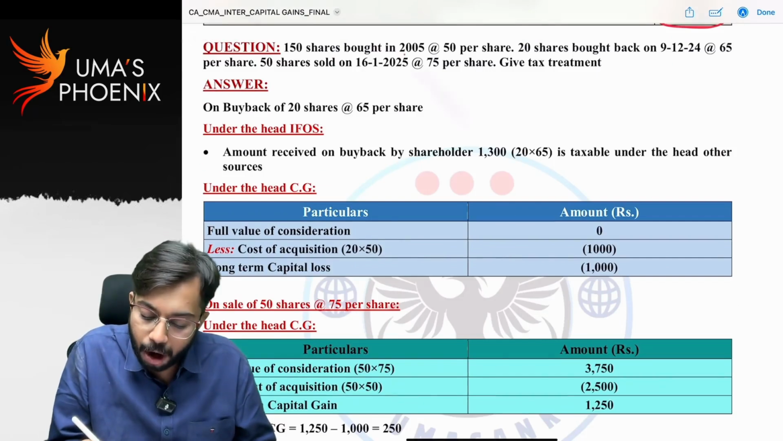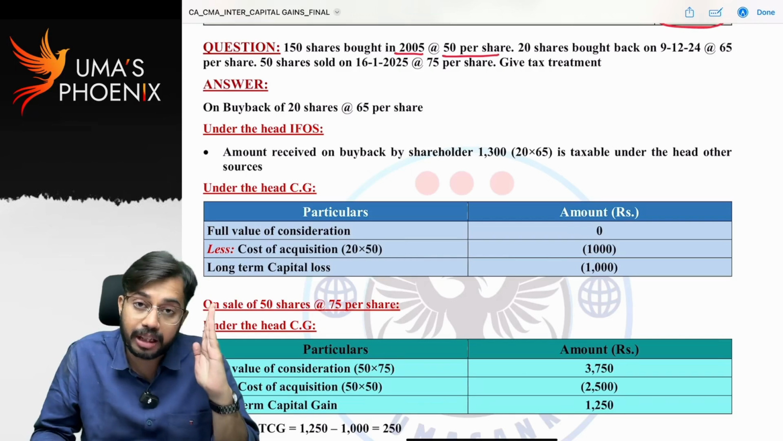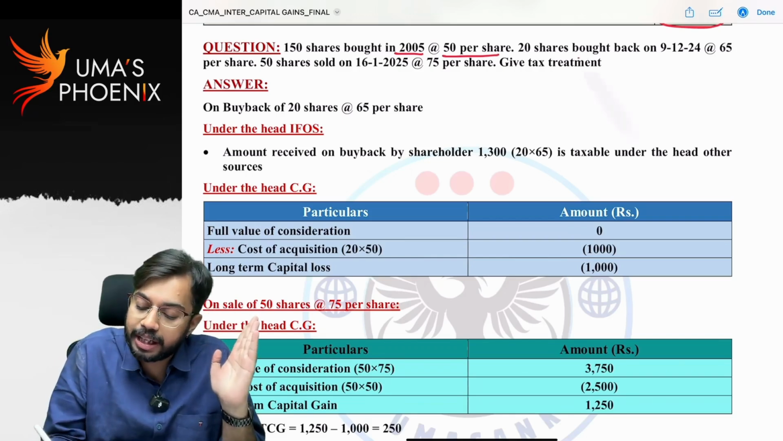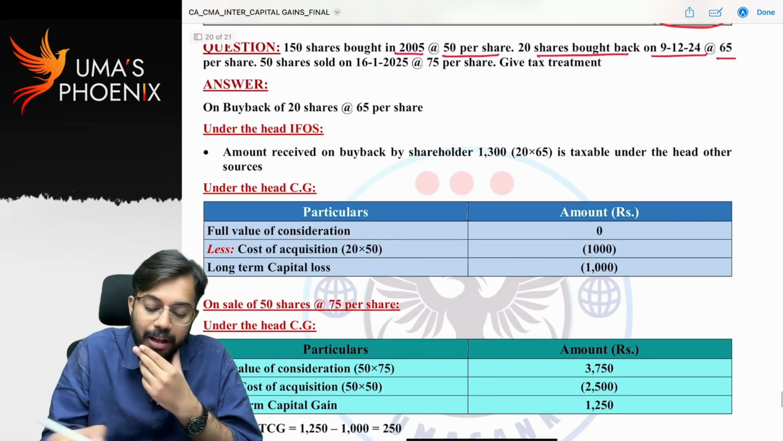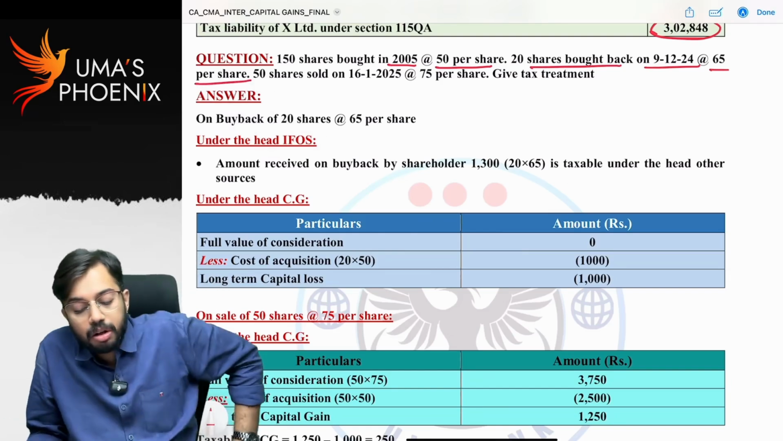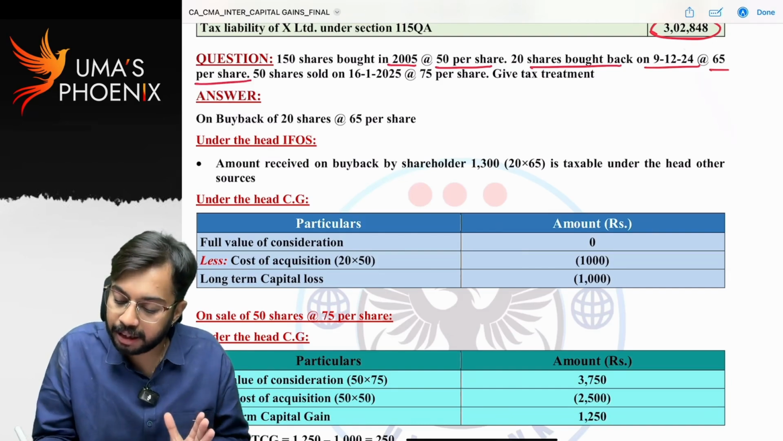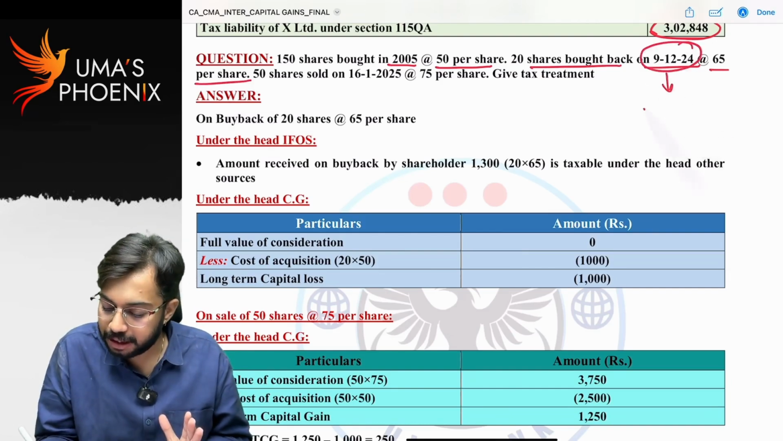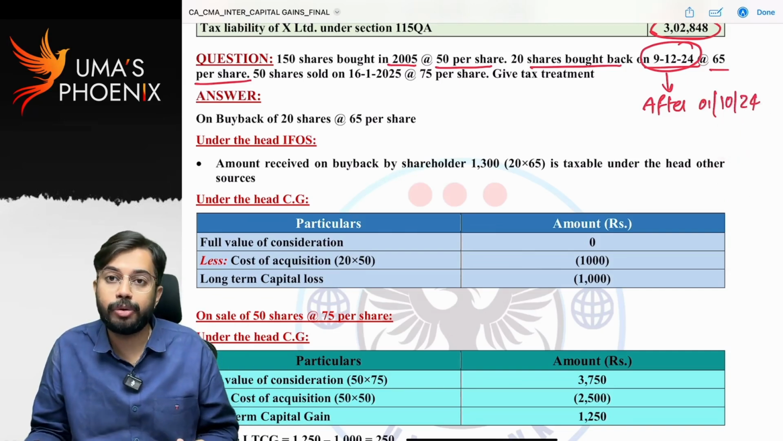150 shares are bought in 2005 at the rate of 50 per share. 20 shares are bought back on 9th December 2024 at the rate of 65 per share. Now, when the transaction is happening 9th December 2024, that means after 1st October 24, right? After 1st October 24, whether old rules are applicable or new rules are applicable? New rules are applicable for buyback.